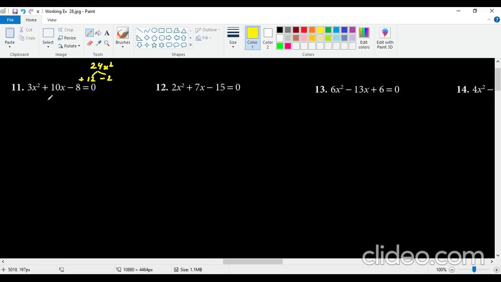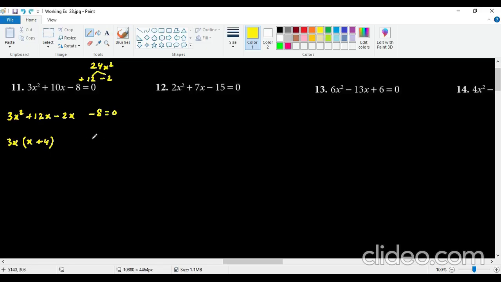So I will write the first one as it is, no change, minus 8 as it is, no change. And in the middle, I will split plus 10x into two parts, plus 12x and minus 2x. So the first one is going to give us 3x as a common factor in both. X plus 4 is going to be the first bracket. And because this and this one is going to give us 12x, this is why 4 is there.